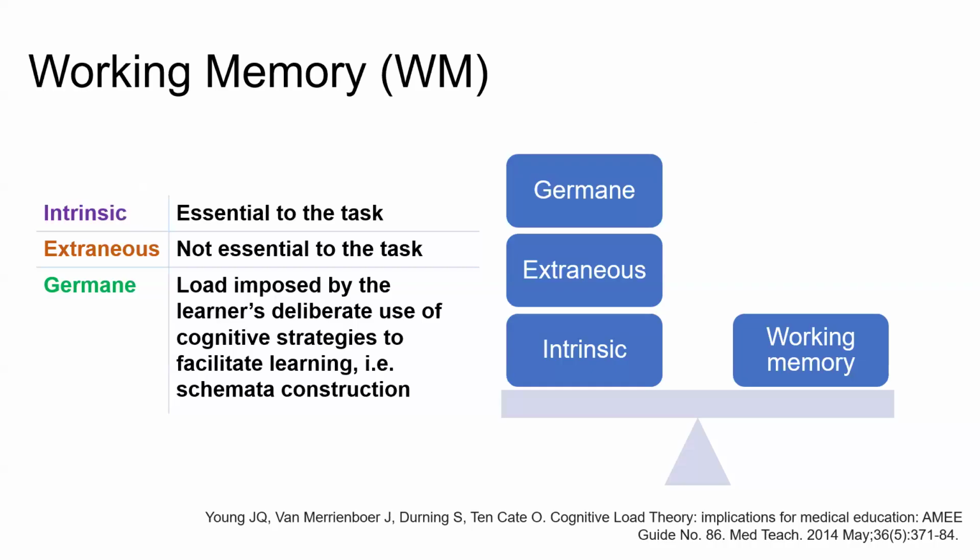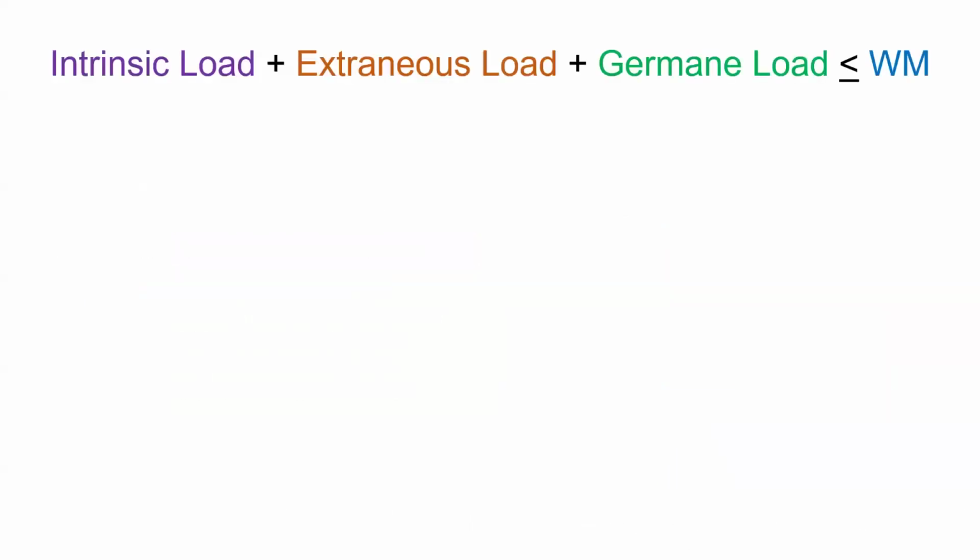As a reminder, your working memory is a composite of your intrinsic, extraneous, and germane loads. And so when these are not in balance, your working memory is not optimized. So if we were to look at that in terms of an equation, the sum of those loads needs to be less than or equal to the working memory.